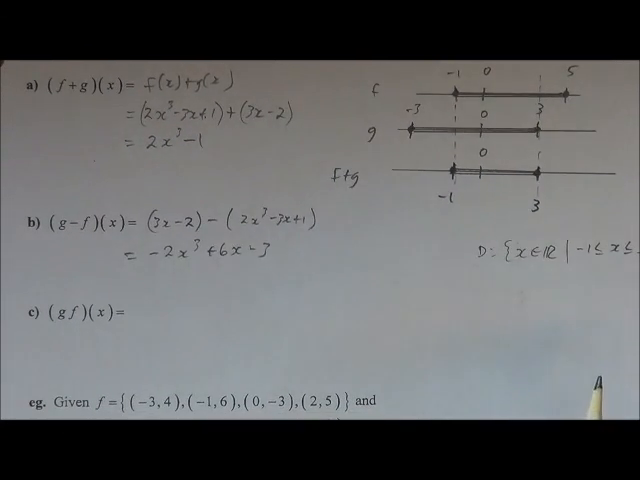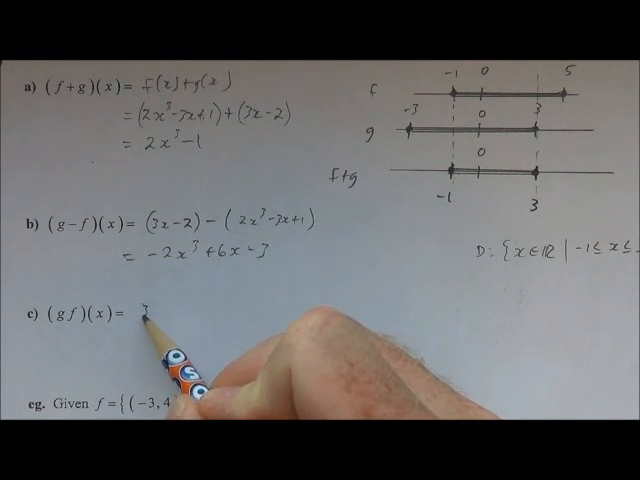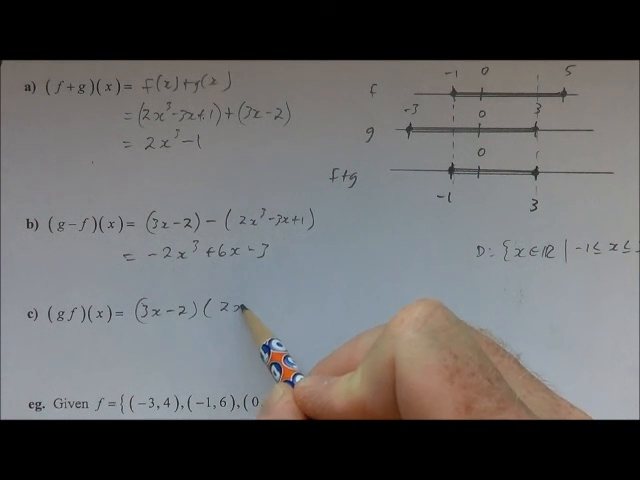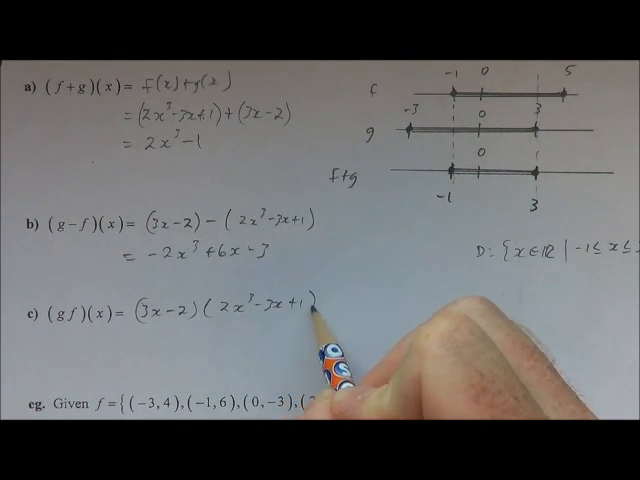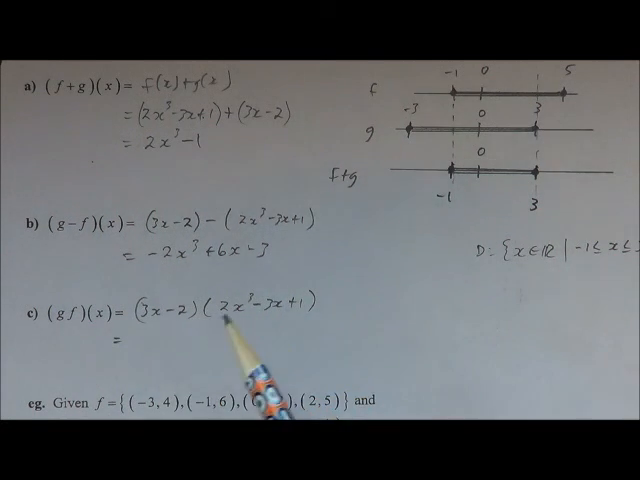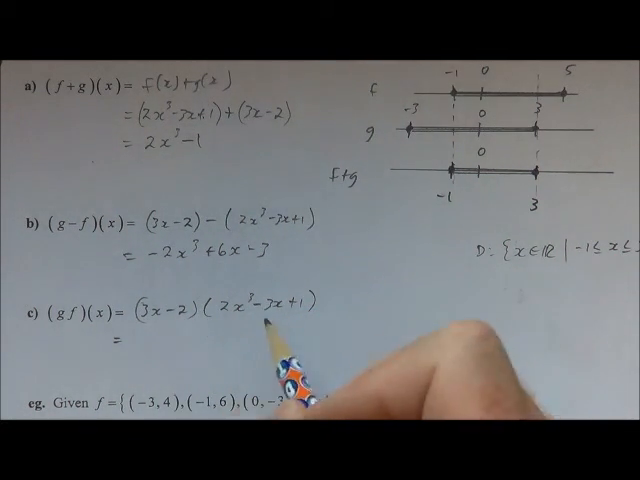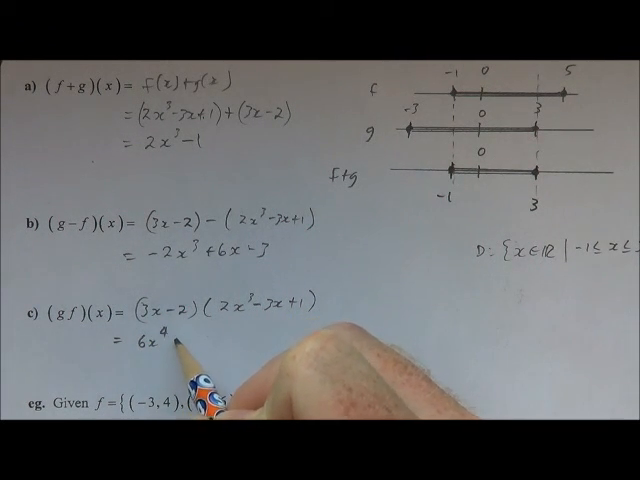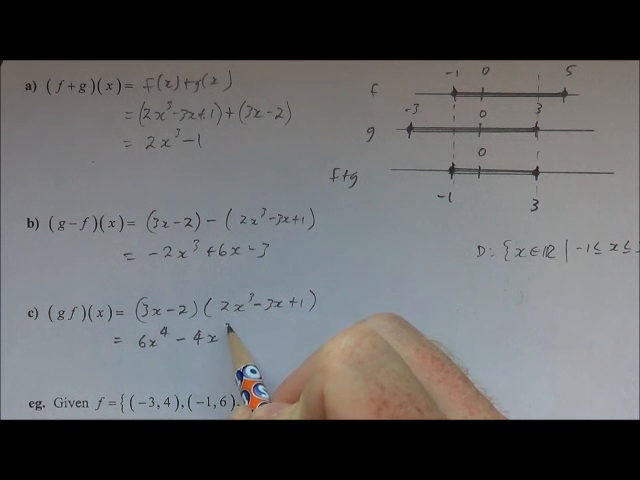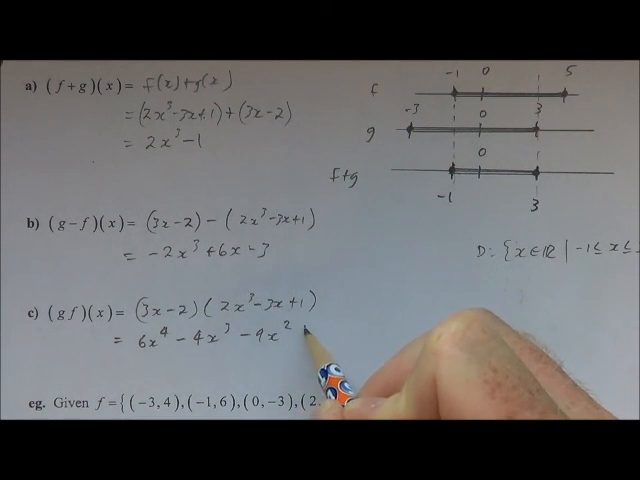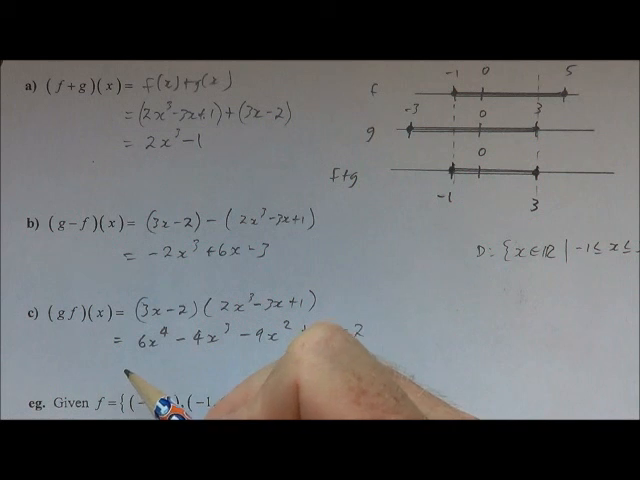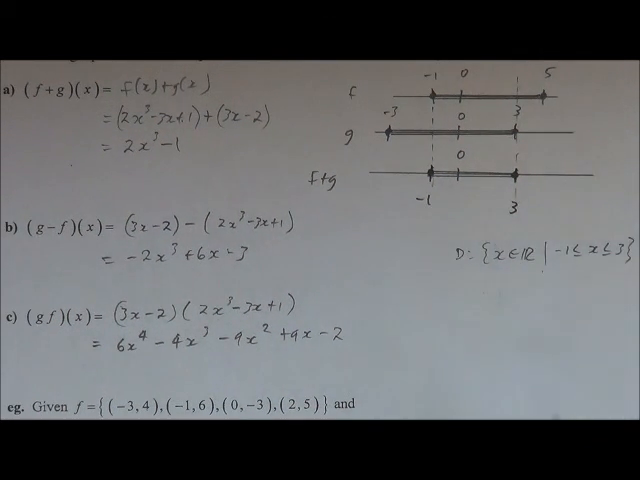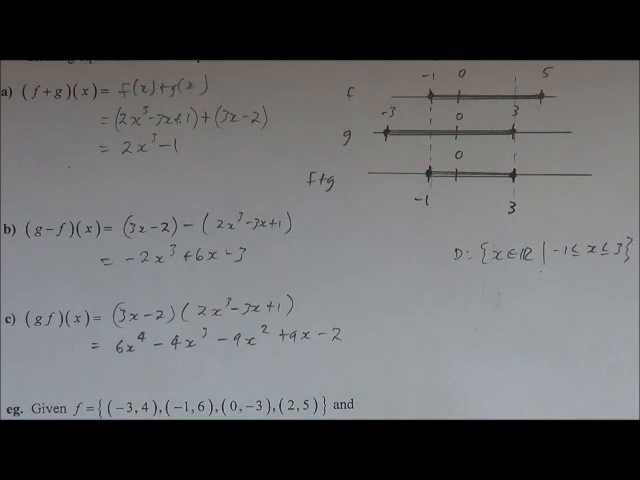And then g times f of x, we know there's 3x minus 2 for g of x. f of x is 2x cubed minus 3x plus 1. Okay, so now we have g of x times f of x. Then we can just expand through this and simplify. So we get 6x to the power 4 minus 4x cubed minus 9x squared plus 9x minus 2. And again, that's under the same domain.